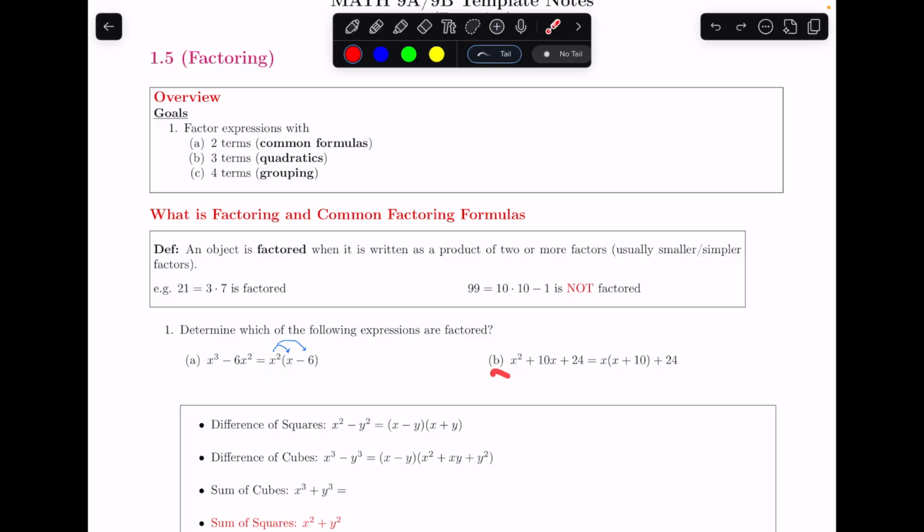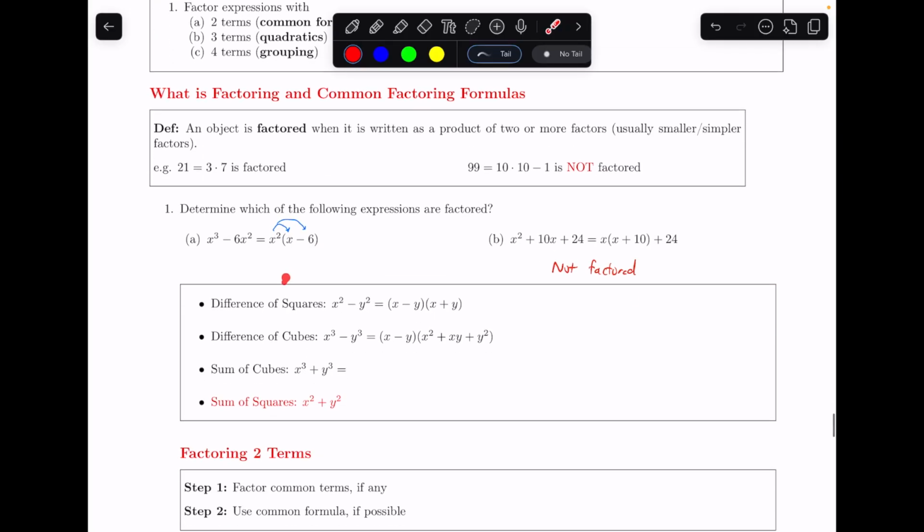But in B, we factored out a common x from the first 2 terms. So I do have a product here, but then I have this extra plus 24, which means it's not factored. If instead it had been something times something times something, if everything was multiplied together, then it would have been factored. So later in the section, we'll see how we actually factor something like this. This is what's called a quadratic. Okay, so next up, let's talk about some common factoring formulas.